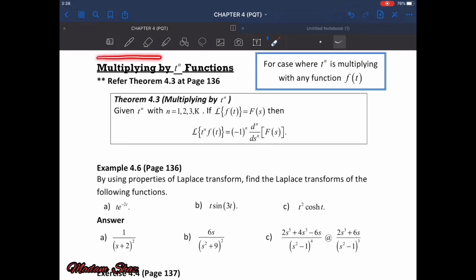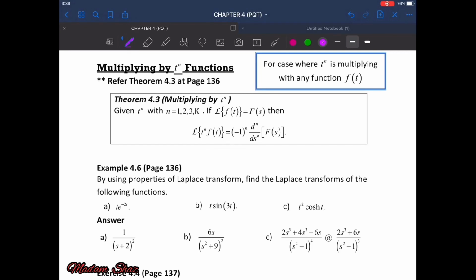So for the next property, multiplying by t^n function, we can refer to the textbook page 136. We will apply multiplying by t^n, whereby t^n is multiplied with any function of f(t). This is the formula for multiplying by t^n: the Laplace of t^n multiplied by f(t) is equal to (-1)^n d^n/ds^n F(s). So for this one, we have to apply differentiation.